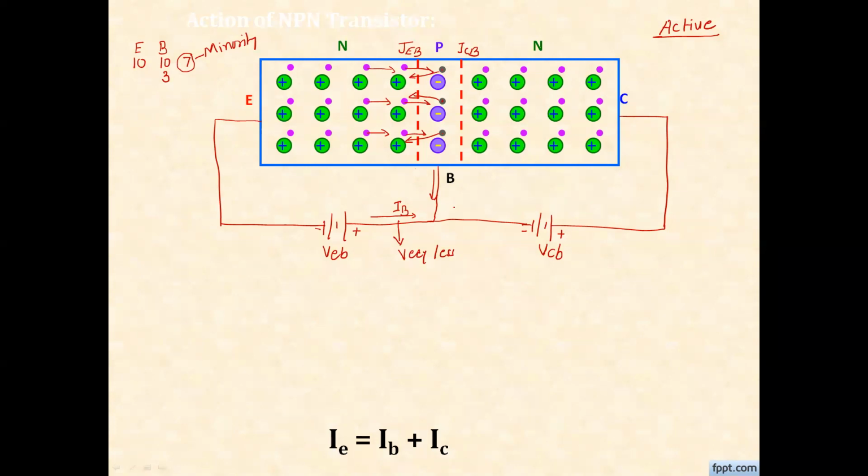And now try to concentrate on the collector to base junction. How is the collector to base junction connected? Here I can show that the electrons are the minority carriers, and a larger number of electrons are present in the base region acting as minority carriers. And now, how is the collector to base junction connected? The collector to base junction is connected in reverse bias.